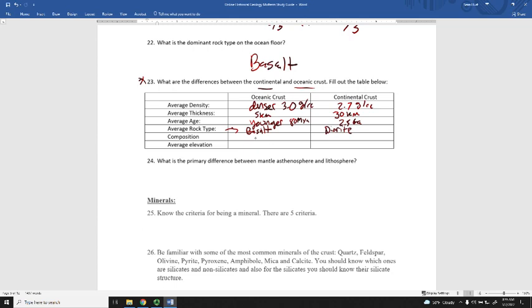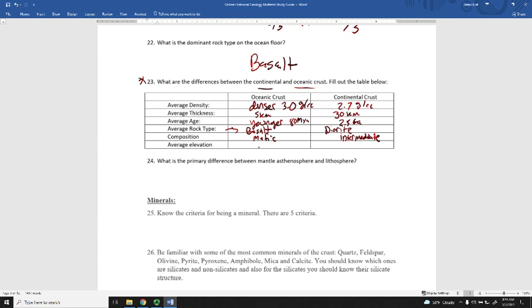Okay, composition. Whenever I ask for composition, I'm asking for mafic, intermediate, felsic, or ultramafic. So you should give one of those compositional terms. The composition of the ocean crust is mafic. Basalt is a mafic rock. Diorite is an intermediate rock.